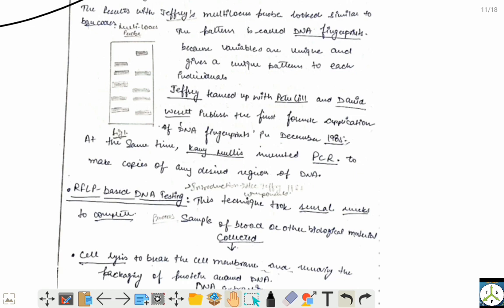So PCR is another technique, that is polymerase chain reaction, a technique to make multiple copies of a desired region of DNA. Clear? So first of all, let us discuss the RFLP technique, that is restriction fragment length polymorphism. Just pay attention here. We are going to discuss this technique in detail.